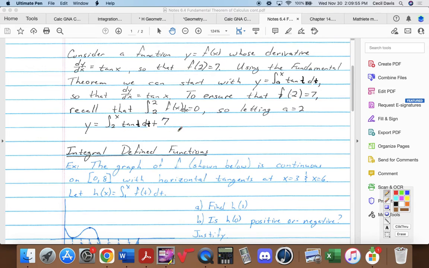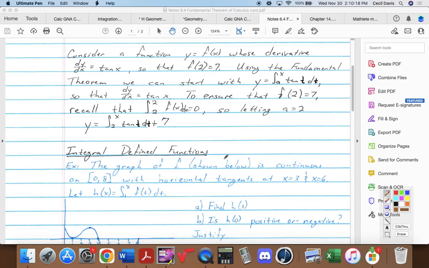The derivative of this thing is going to be tangent of x, because the derivative of the 7 is going to be 0. The derivative of a constant by itself is 0. And f of 2 will be the integral from 2 to 2 of tangent of t dt. That's 0. Plus 7 is 7. So we've done all the things that they have asked.